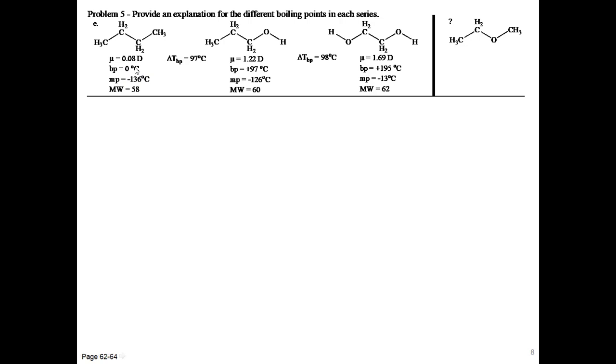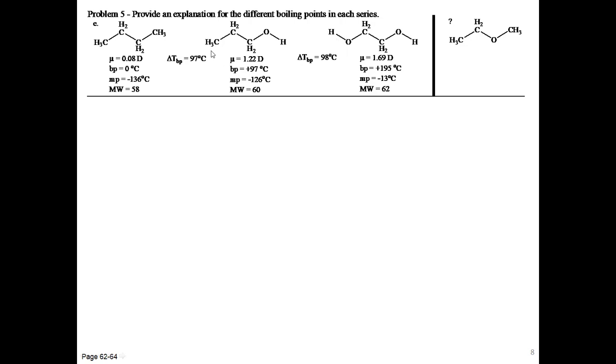Now if I come along and introduce an OH, so I took away the carbon here, but I replaced it with an oxygen and an H, now I have the ability to hydrogen bond. Okay? And what happens is the boiling point goes from 0 to plus 97. So a huge increase because of that OH bond. Not surprising.